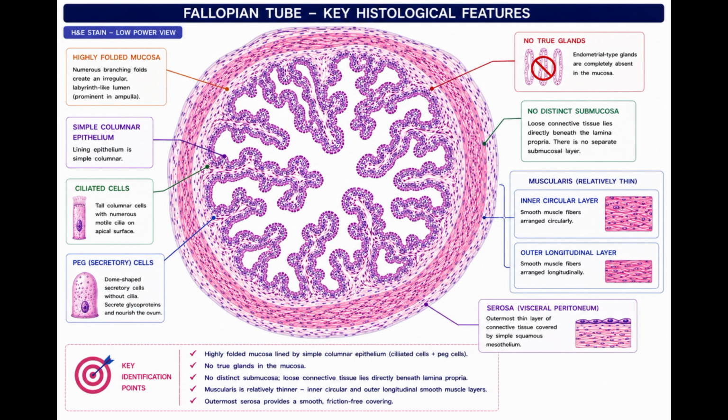In contrast, the fallopian tube has a highly folded mucosa lined by simple columnar epithelium containing ciliated cells and secretory, or PEG, cells. It contains no true glands, no distinct submucosa, and is surrounded by a relatively thinner muscularis composed of inner circular and outer longitudinal smooth muscle layers.